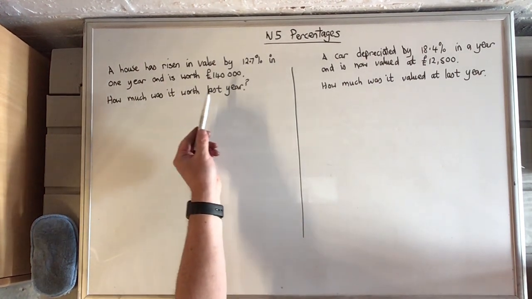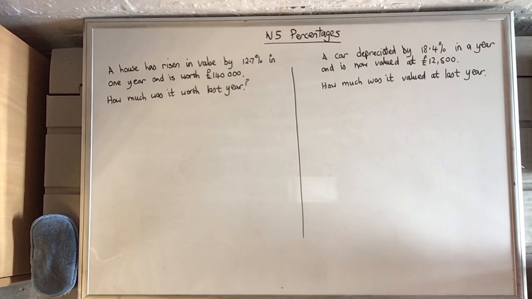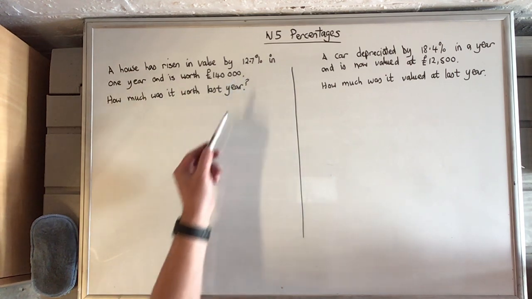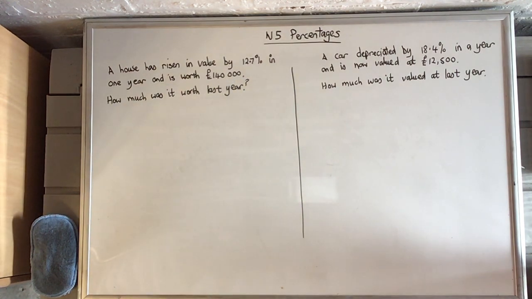A house has risen in value by 12.7% in 1 year and is worth £140,000. How much was it worth last year? Now, a big mistake in these type of questions is that people just take the 12.7% of that amount and subtract it and say that's the answer. If you do that, you get nothing in the exam, absolutely nothing, because it's not the right thing to do. It's all about the wording in the question. You've got to be careful, and the only way you get good at these type of questions is by practice, you recognise the wording.